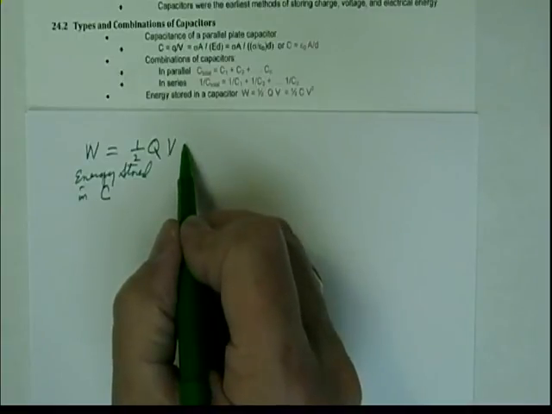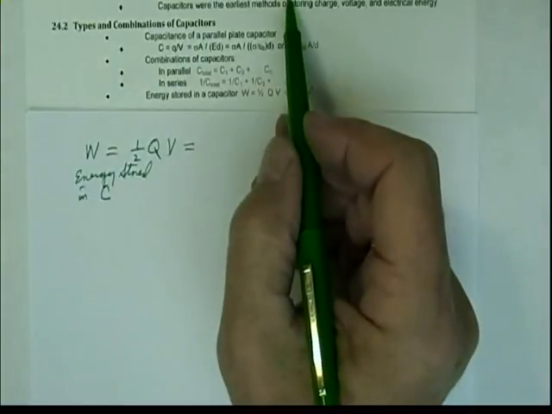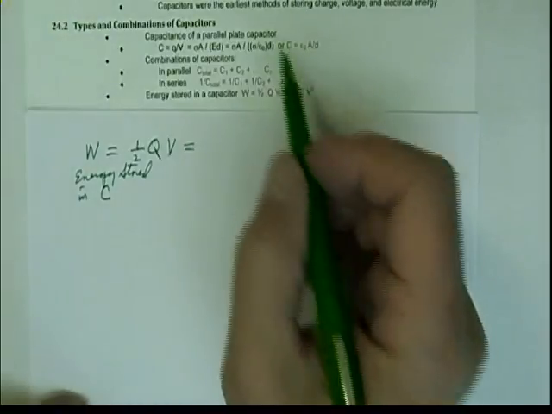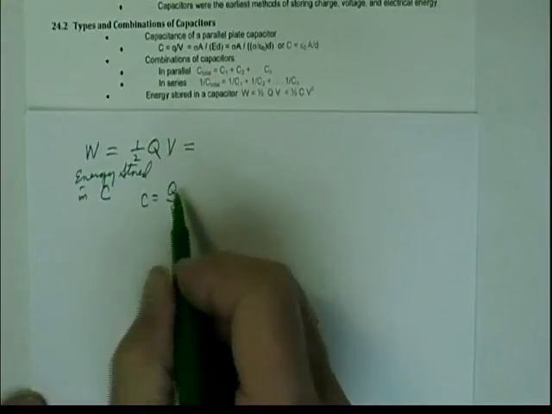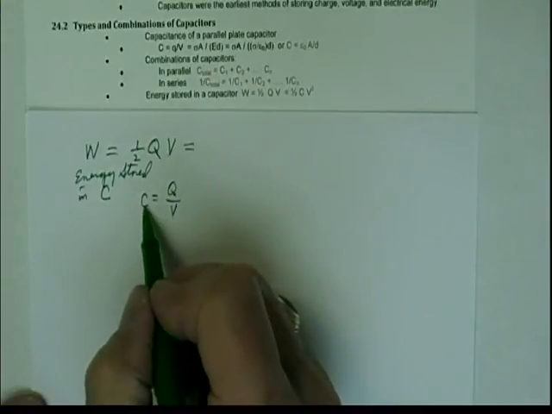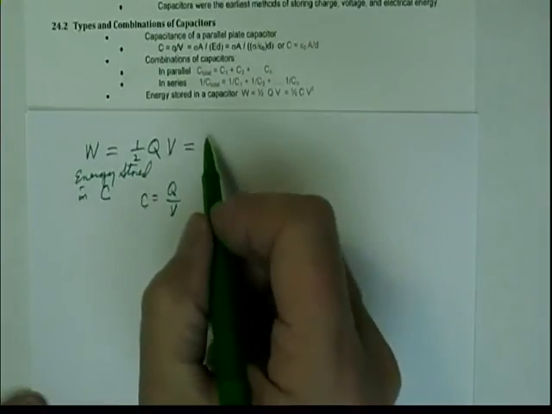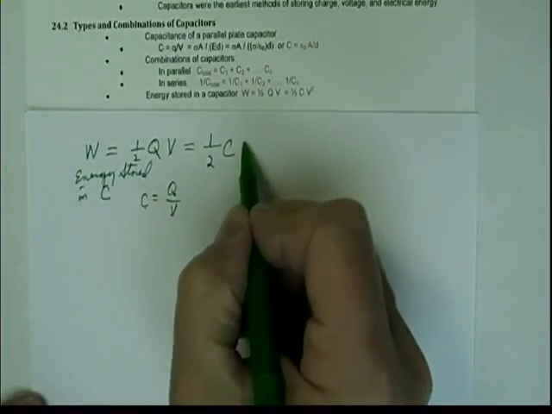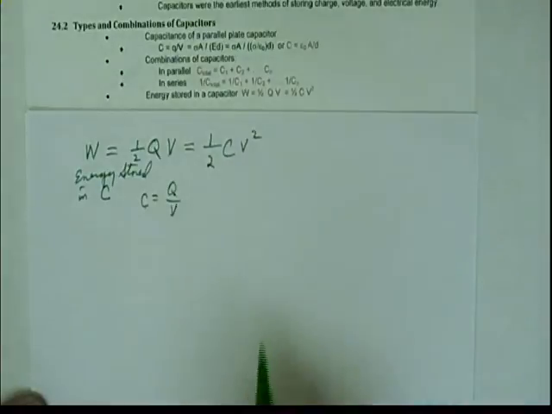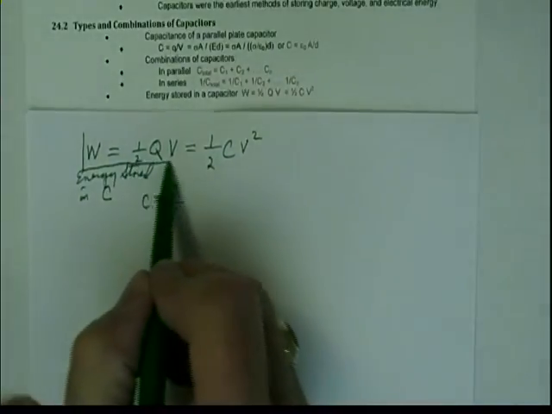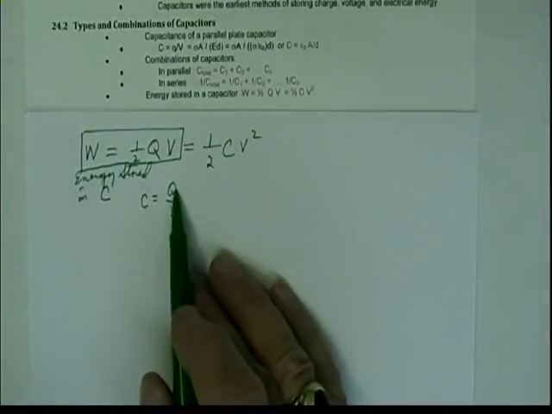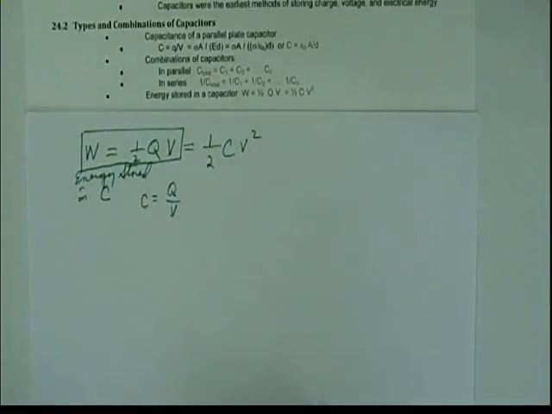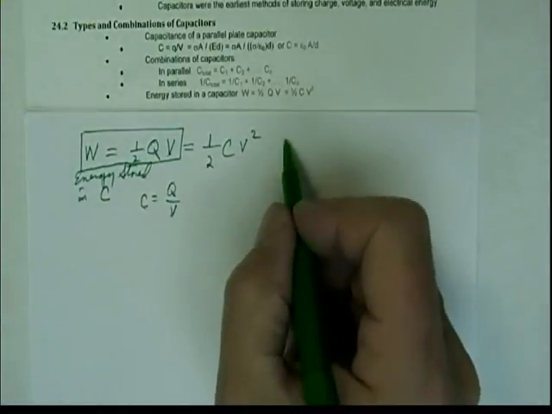Now we can rewrite that, since you recall that C is equal to Q over V. It follows that Q is equal to C times V. So this is 1/2 C times V times V, so it's 1/2 CV squared. I think this is an easier formula to remember. Nothing's to any power. It's just the charge times the voltage, and that gives us our energy, whereas the capacitance is the charge divided by the voltage. This, of course, is going to come out in joules.